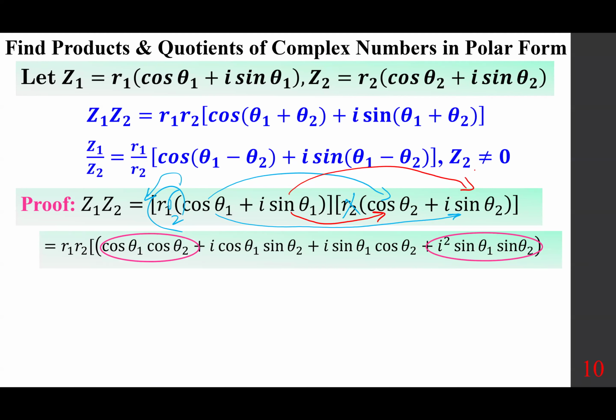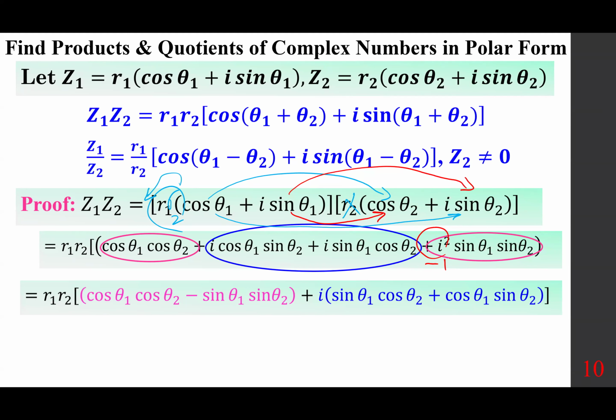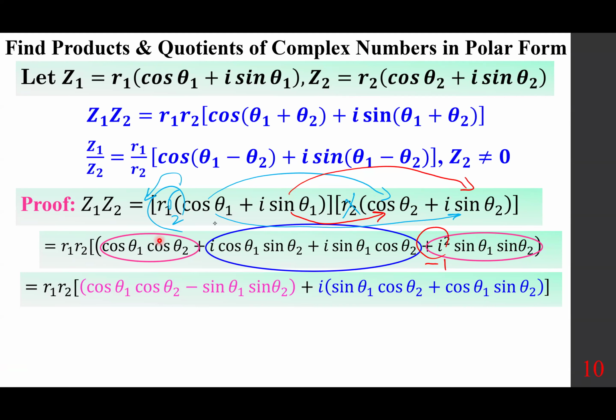If you look at these two, this becomes negative 1 because I squared is negative 1. So you have cosine theta 1 cosine theta 2 minus sine theta 1 sine theta 2. And you put the other two together, you just take out the I. So one more time. When you put these two together, you get cosine theta 1 cosine theta 2 minus, because I squared is minus, sine theta 1 sine theta 2. When you put these two together, you just take the I out.